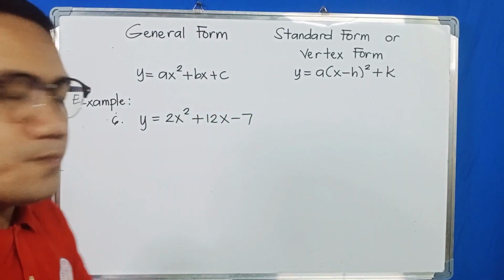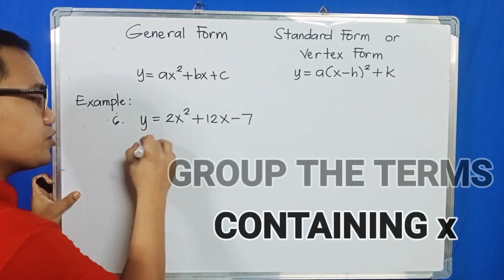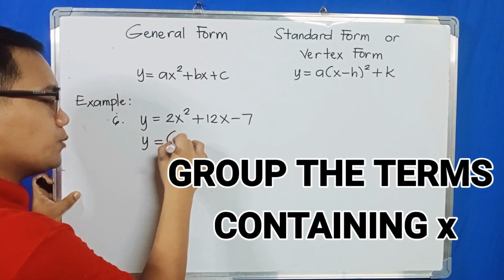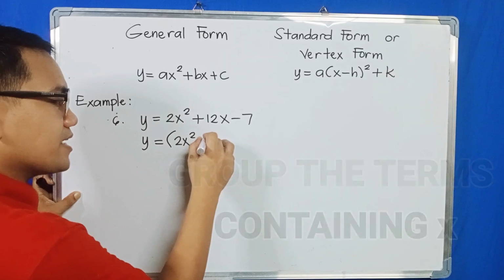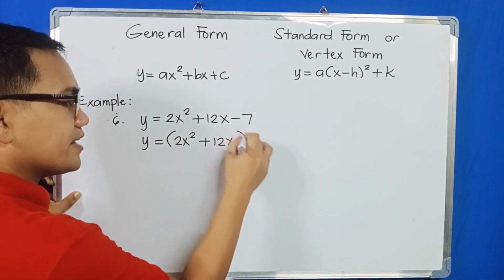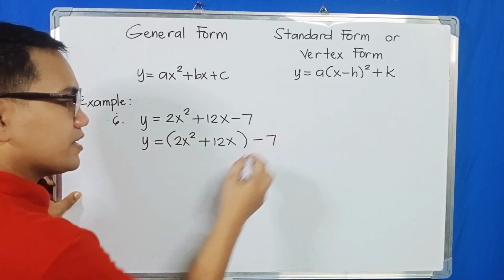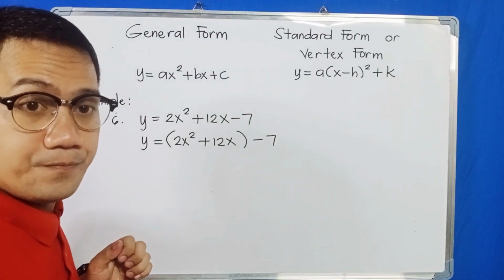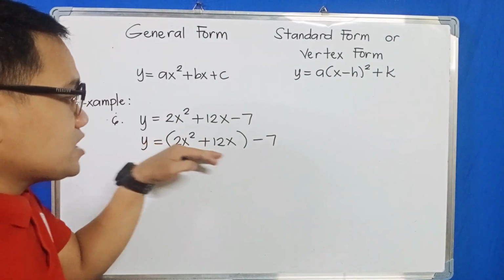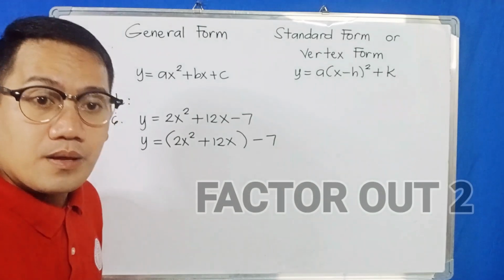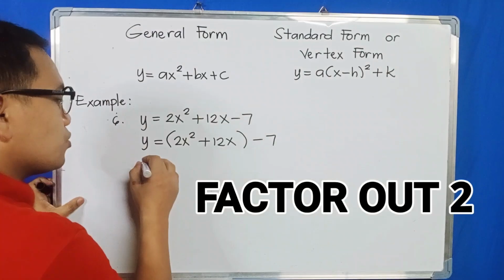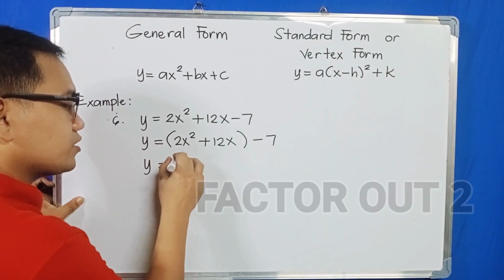So what will we do? Again, group the terms containing x. So we will have to group 2x squared plus 12x. Then exclude minus 7 outside the grouping symbol. Then, in this case, we will factor out positive 2. So y is equal to, factor out 2.